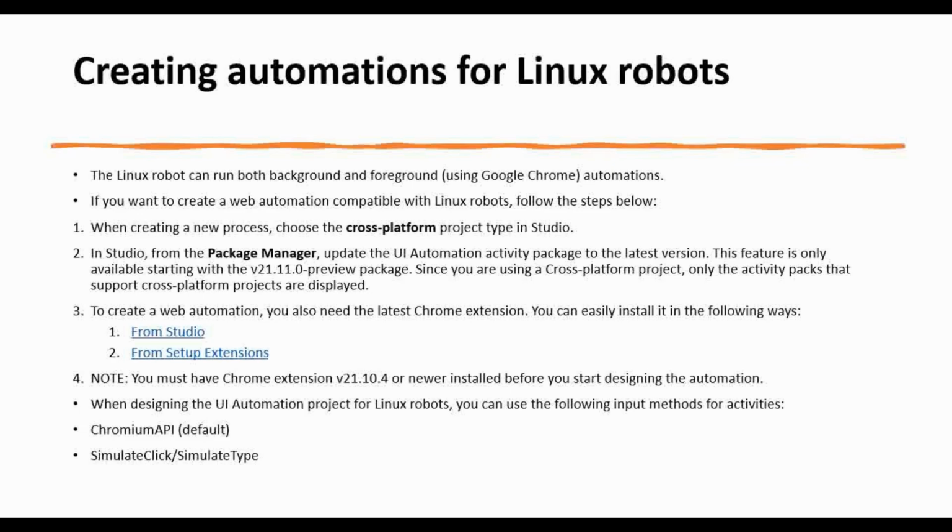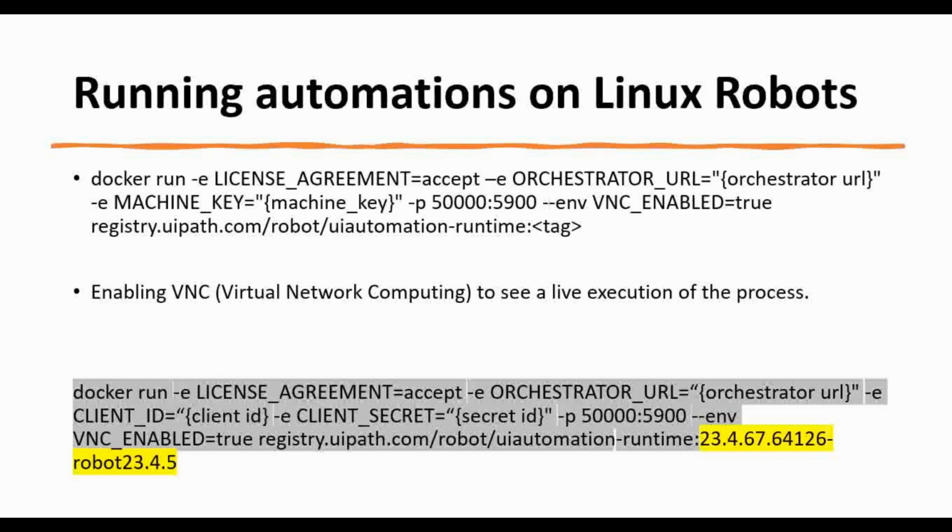In Studio, from the package manager, you have to update all the UI automation activities. Then create a web automation. You also need the latest Chrome extension, which you have to install properly. Then, in the next step, make sure you use input methods like the Chromium API, or you can use simulate clipboard and simulate type activities. These are a few points you need to keep in mind while creating automation for Linux robots and running automation from Linux robots.